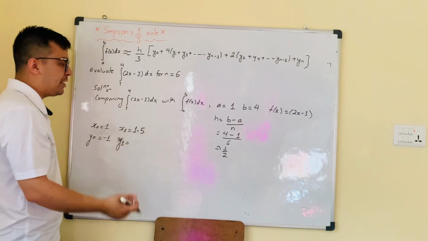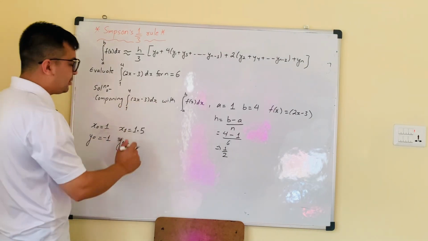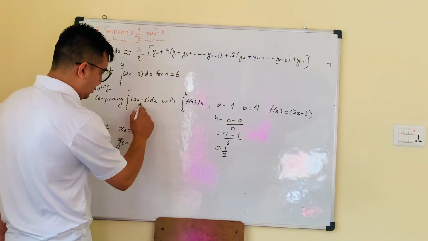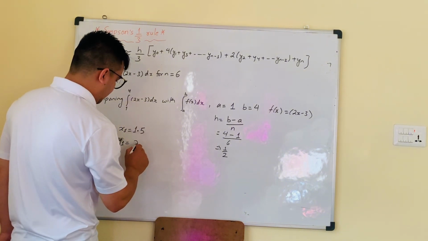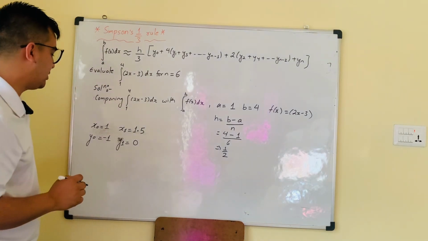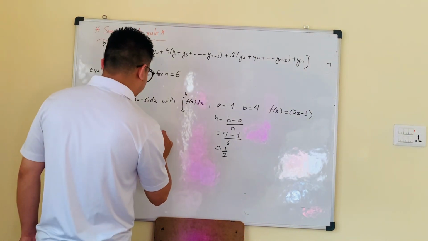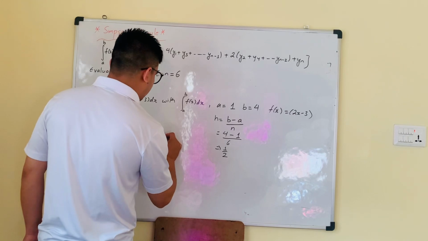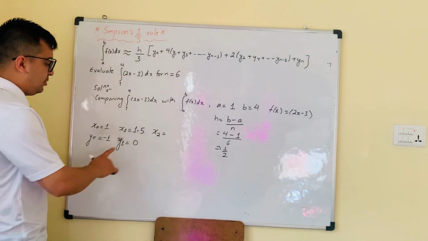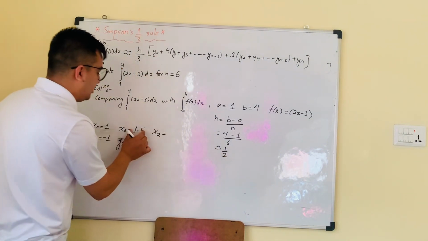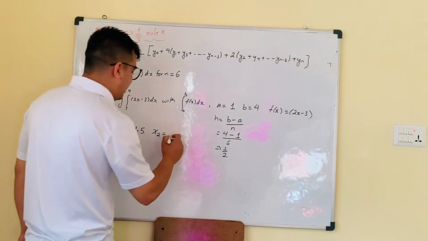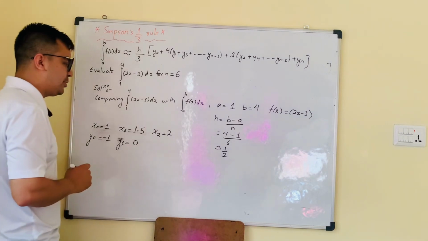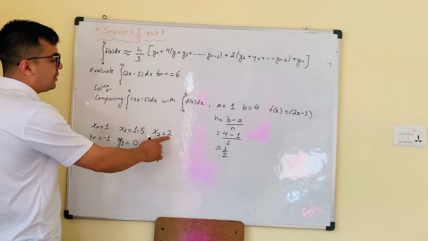2 into 1.5 will make it 3. 3 minus 3 will be 0. So for y1 we will get 0. For x2, again add this interval to this value. Adding 1.5 plus 0.5, we get 2, so x2 will be 2, and then we calculate the functional value.